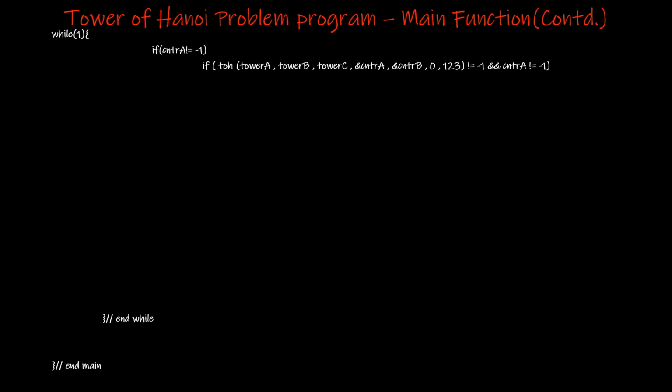And the second condition, again, if the counter A value is not equal to -1, that means tower A is not empty. In that case, we again call the TOH function, but this time there is a slight difference. The source tower is going to be tower A, but our destination tower is going to be tower C. This is as per step 4 or rule 4 of our approach, where we can also transfer from the source tower to the tower next to its immediate right.